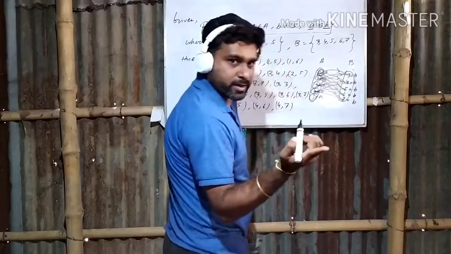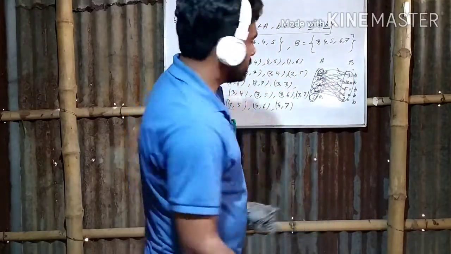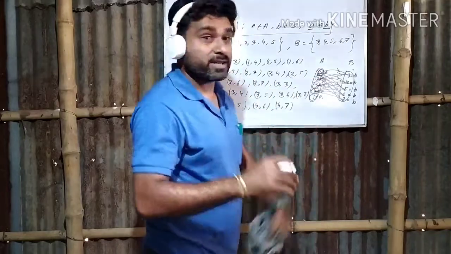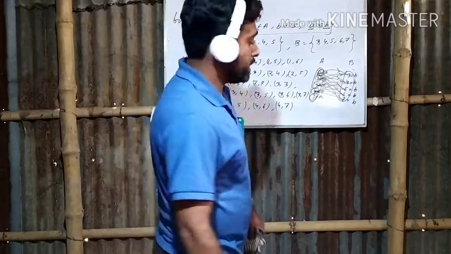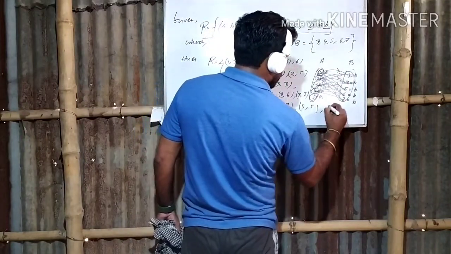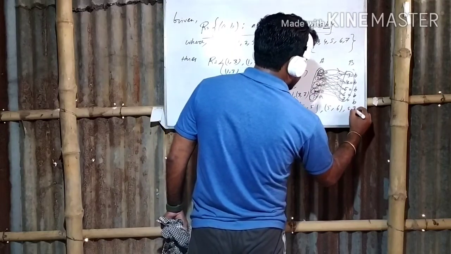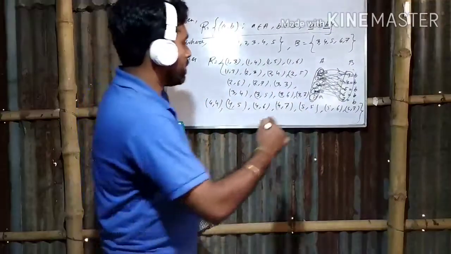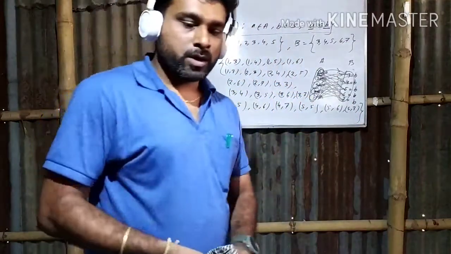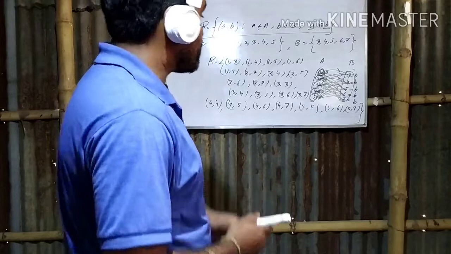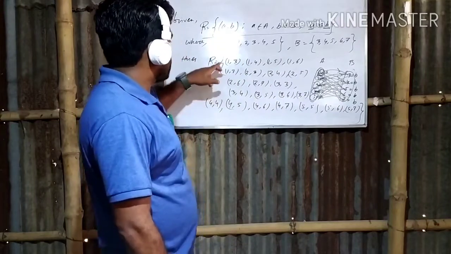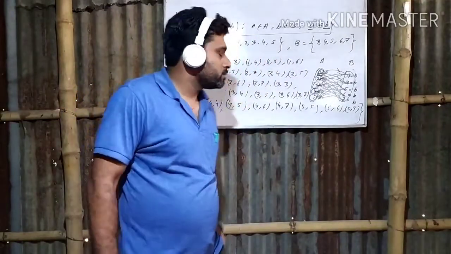Then after that, 5, 3 cannot be constructed. 5, 4, there is no mapping, because 4 is smaller than 5. So how can you construct the mapping between this 5 and 4? Actually the second set values should be greater than the first set values. So here 5, 4 not possible. 5, 5 yes, it is possible. 5, 5, 5, 6, and 5, 7. So I think all the elements of the first set are covered now. Nothing is left for constructing new relations or new mapping in this question. So now the collection of all the ordered pairs is completed.